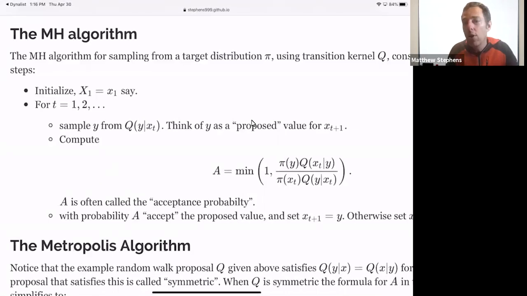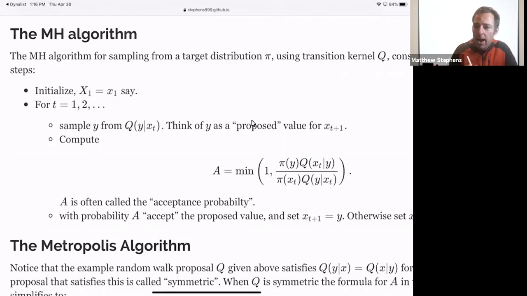So you use Q basically to tell you for your given X1, what's the proposed value for X2. So think of this as a proposed value for X2. And then the next step of the algorithm is to either accept that proposal or to reject it. And if you reject it, you stay where you are, you don't move. So that's what the Markov chain is going to do.